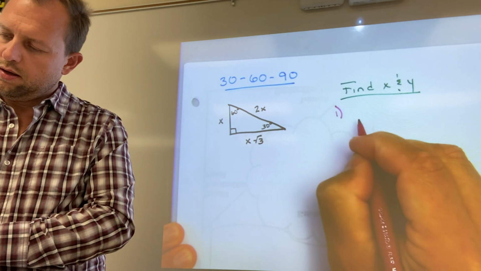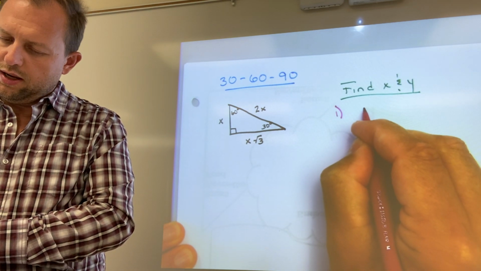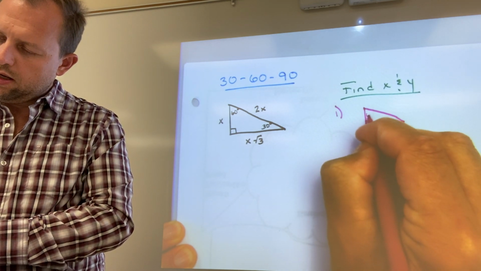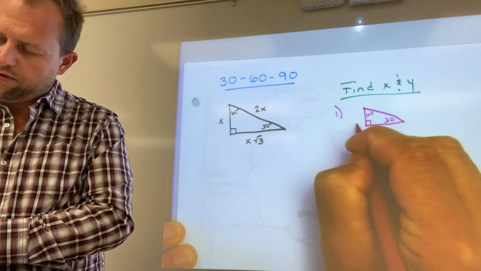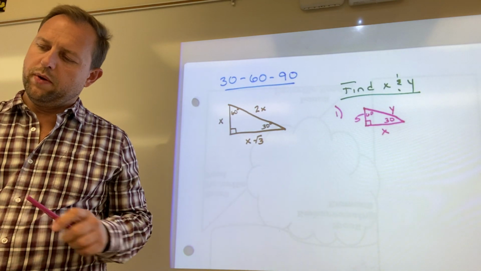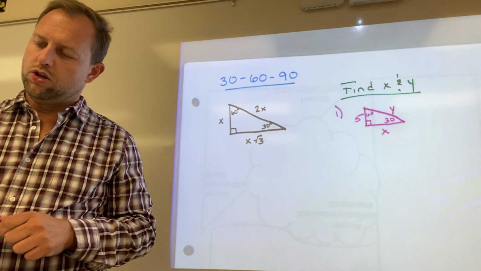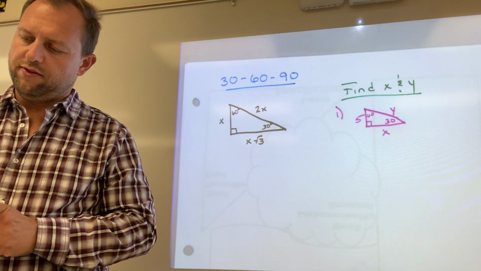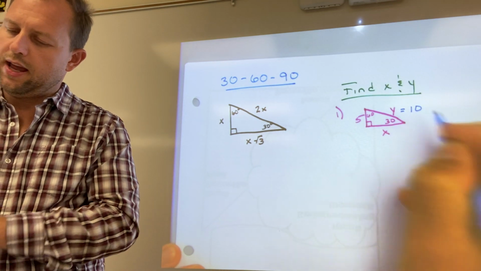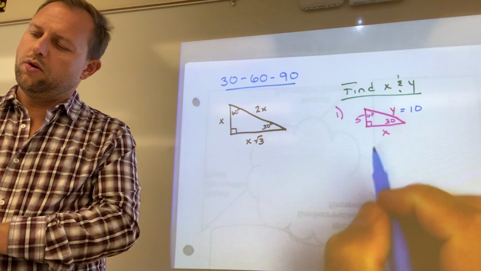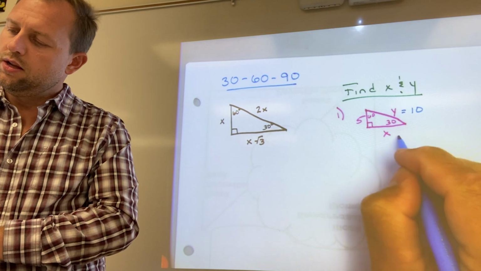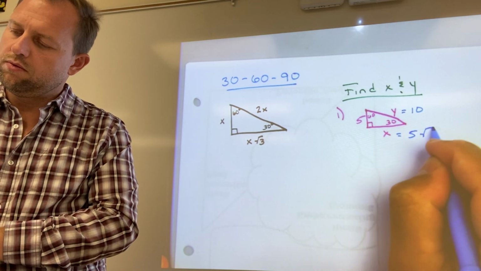Number 1, we're given the short side of 5. Find x and y. Well, we know that the hypotenuse is twice the 5. So 5 times 2 is going to be 10. And we know that the longer side is the short side times root 3. So this becomes 5 root 3.